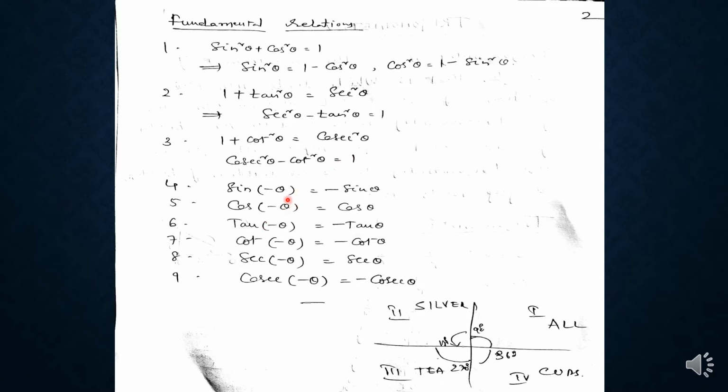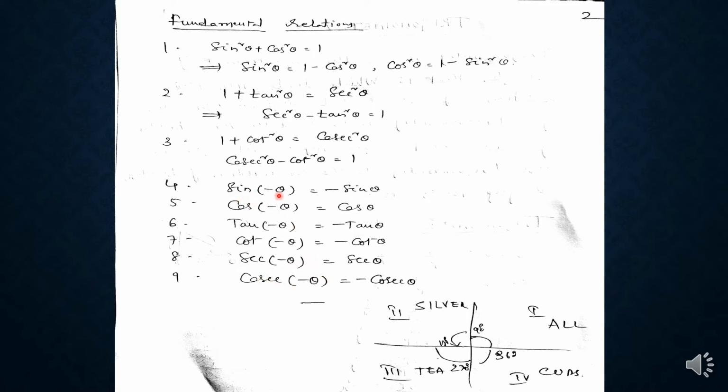What about the sign of the ratios for theta and minus theta? Sine of plus theta is plus sine theta. Cos of plus theta is cos theta. Tan of plus theta is tan theta. Cot of plus theta is cot theta. Secant of plus theta is secant theta. Cosecant of plus theta is cosecant theta.